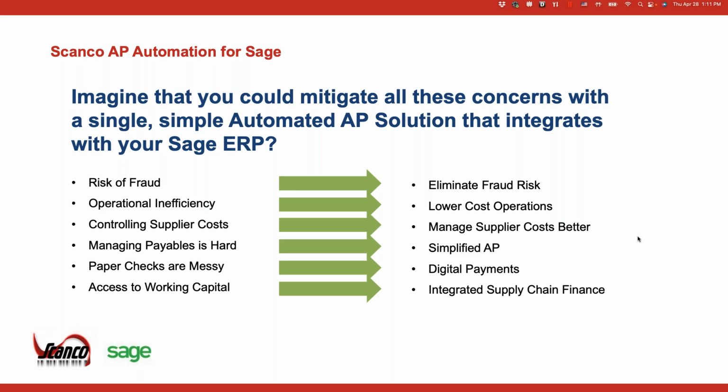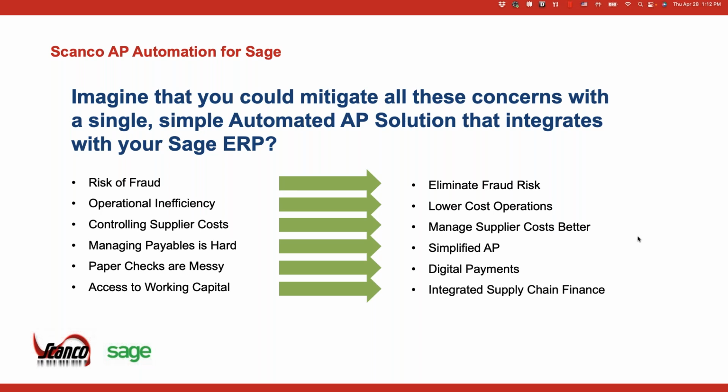65% of companies still use paper check, and it's become a big issue around fraud. So imagine, if you could, a better solution where you could mitigate all these concerns that many of you have and that your AP department has with a single, simple, automated AP solution that integrates with your Sage ERP. And that's what we're bringing out today and talking to you about, which is Scanco AP Automation built on Sage, where you can eliminate fraud, you can lower cost of operations, simplify how you manage your outbound payments, and take advantage of trade terms you might have with your suppliers by paying them early. If you have a 2% discount if you pay them in the first 15 days. So welcome to Scanco AP Automation for Sage.